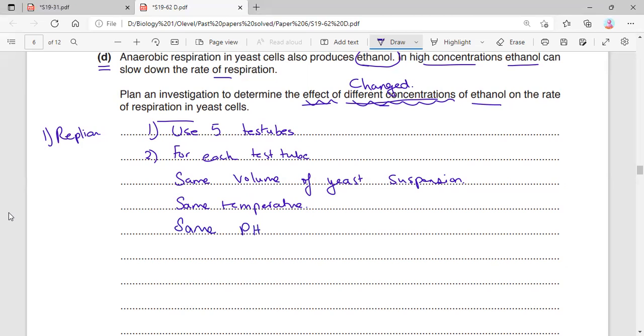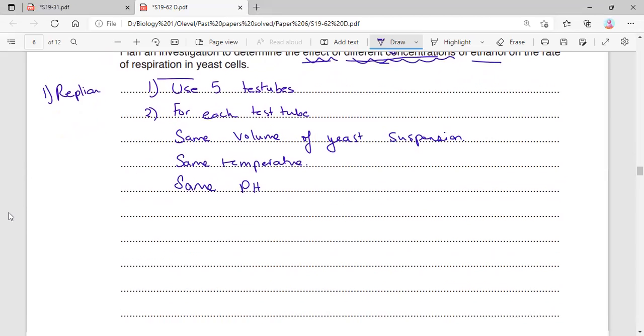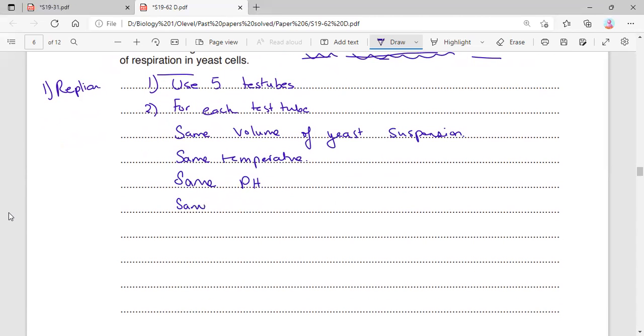Same pH. Okay. So all of these should be the same. I will also put the same volume of methylene blue. Same volume of methylene blue dye. Methylene blue dye type. These are the constant variables.